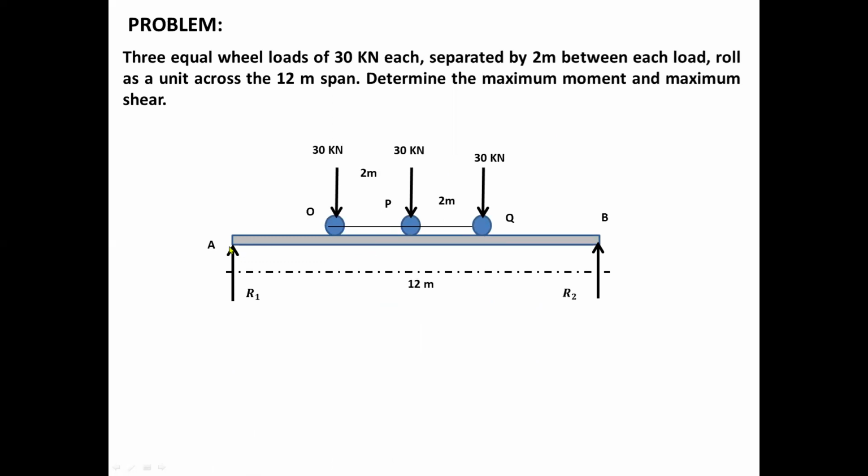Ang ating beam, meron siyang 12-meter na span. And then, ang mga wheels natin, mayroong distansya sa bawat isa na 2 meters. We have the point O as 30 kilonewton and point P we have 30 kilonewton. Point Q of 30 kilonewton. And then, sa magkabilang dulo ng ating beam, we have the point A and point B. We also have our reactions of R sub 1 and R sub 2.